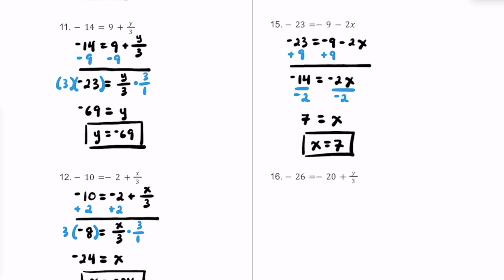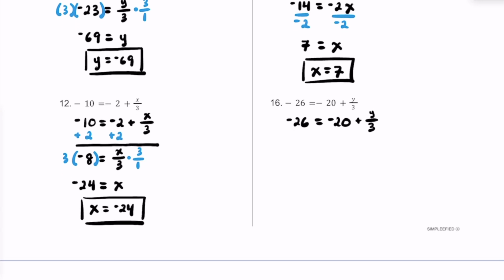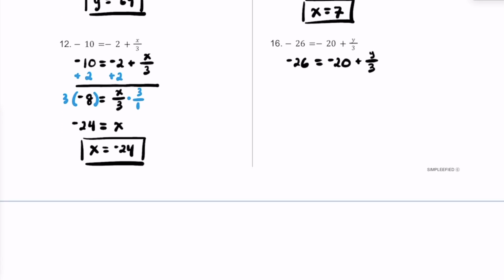Here's one final example. In number 16, we have negative 26 is equal to negative 20 plus y divided by 3. All right, so we want to get y alone here. First thing we're going to do is take care of this minus 20. So the inverse is going to be adding 20. Let's do that to both sides of the equation. If we do that, then on the left side, this negative 26 plus 20 is going to be a negative 6. On the right side, negative 20 plus 20 is 0. So we're just left with y divided by 3.